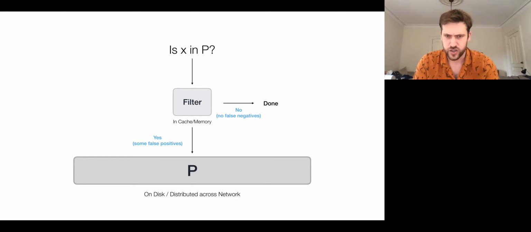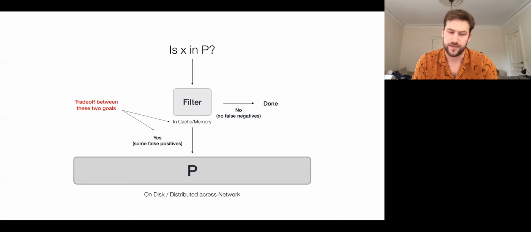And generally, filters have a trade-off between their two main goals, which is that they want to be small, so they fit in cache or in memory, and their other goal is to produce as few false positives as possible. So for most filters, if you give them arbitrarily large space, they have 0 false positives. And if you give them arbitrarily little space, their false positive rate blows up towards 1, so that almost everything is returned as a yes, X is in P.